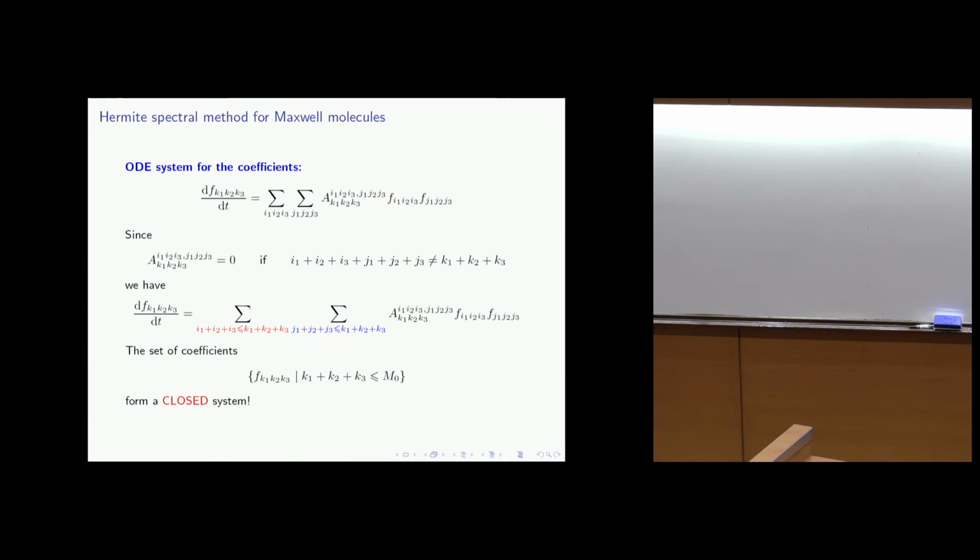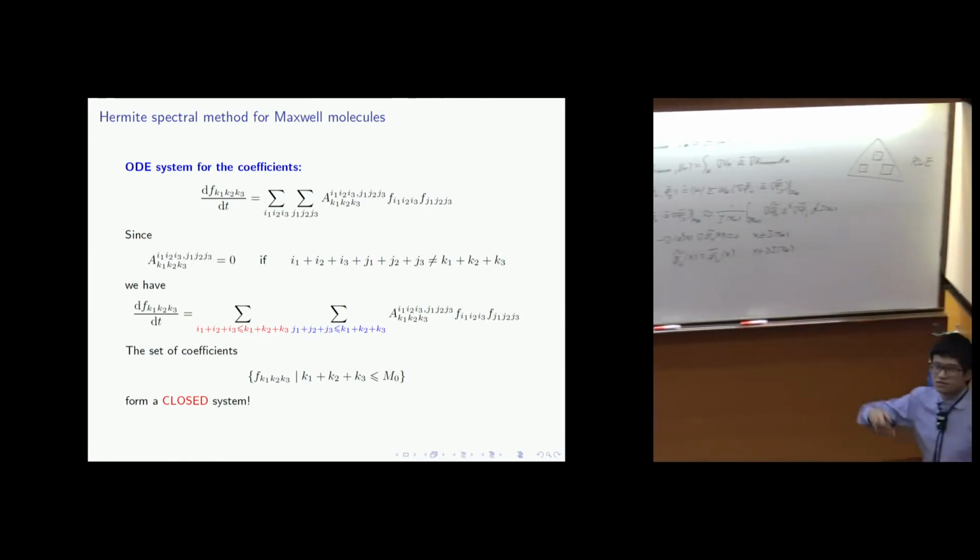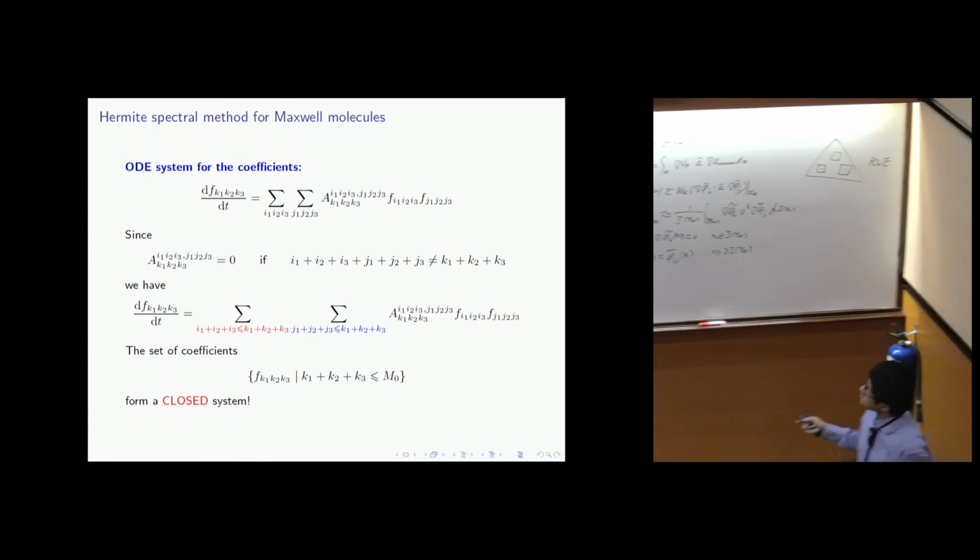Similarly, for this one, if J1 plus J2 plus J3 is greater than K1 plus K2 plus K3, then because these coefficients must be positive, so you must have this inequality. And in this case, if this condition is violated, then all the coefficients are also zeros. So all these terms can be thrown away because they are just zeros. So now if you look at this right-hand side, this is much better. This is because once you fix the K1, K2, K3 on the left-hand side, this right-hand side is just a finite sum. Originally, this is an infinite sum. The indices are from 0 to infinity, and now you just get a finite sum. And this is much better.